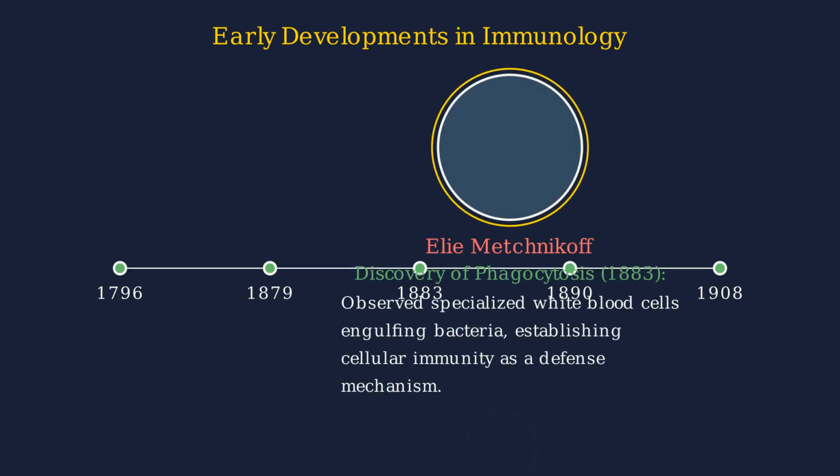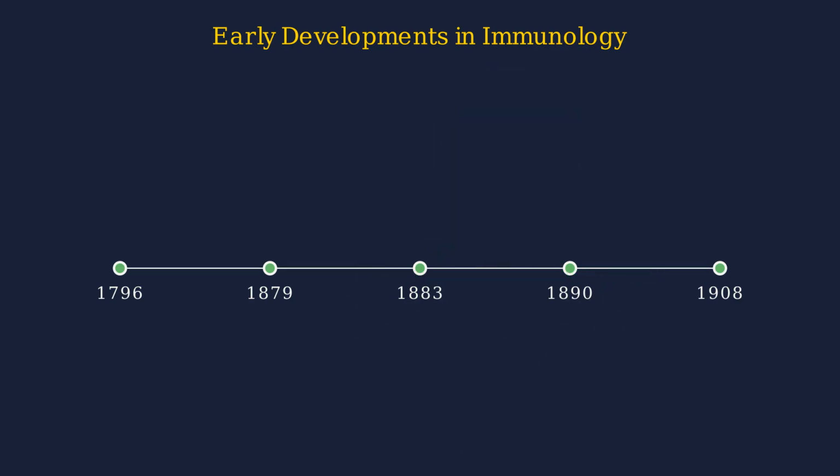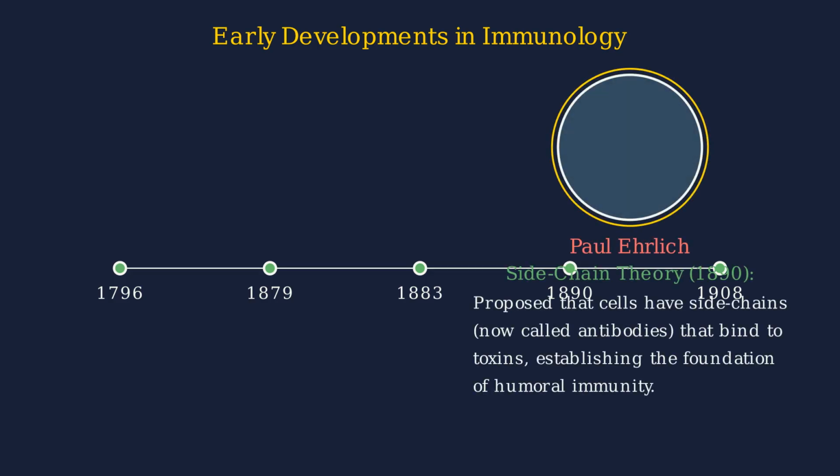In 1883, Elie Metchnikoff discovered phagocytosis, the process where specialized white blood cells engulf and destroy bacteria. This established cellular immunity as a key defense mechanism. Metchnikoff's work on cellular immunity would later earn him the Nobel Prize. In 1890, Paul Ehrlich proposed the side chain theory of antibody formation. He suggested that cells have receptors, or side chains, that bind to specific toxins. This established the foundation of humoral immunity, the antibody-mediated defense system.